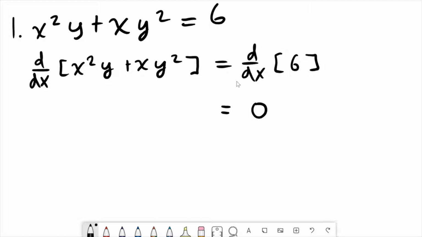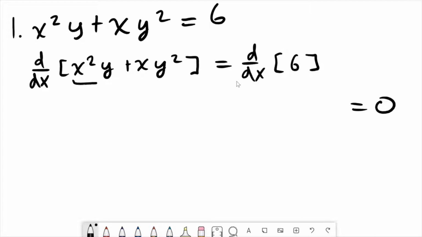Because x and y are related to each other, y is a function of x, we need to treat y like a function in terms of x. So I notice that I have to use the product rule here, because it's a product of two functions if I treat y as the function. So let's do the product rule.